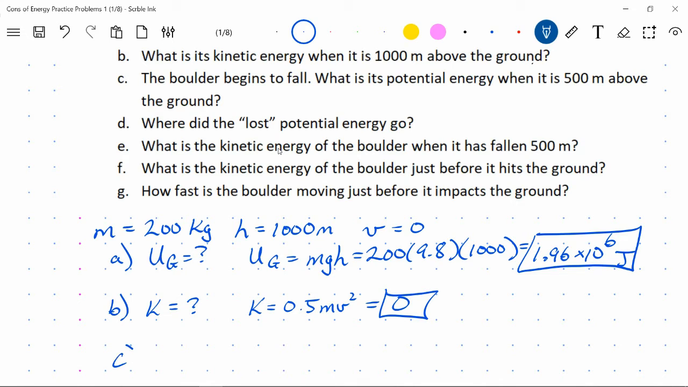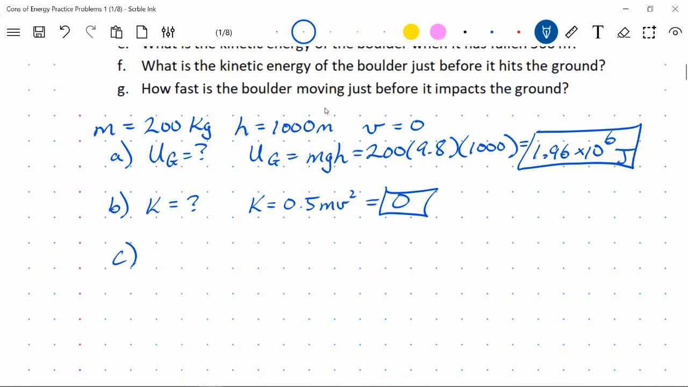Moving on to part C. The boulder begins to fall. What is its potential energy when it's 500 meters above the ground? Since I started off with an h of 1,000 meters, I'm going to record this as an updated height, and I'm going to use the prime notation. So rather than say height initial is 1,000 and height final is 500, I'm leaving h the way I recorded it earlier, just 1,000 meters. In particular, I want to point out the absence of a prime mark, that little tick mark, which basically means the initial value.